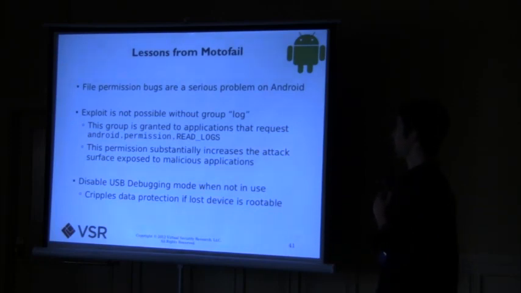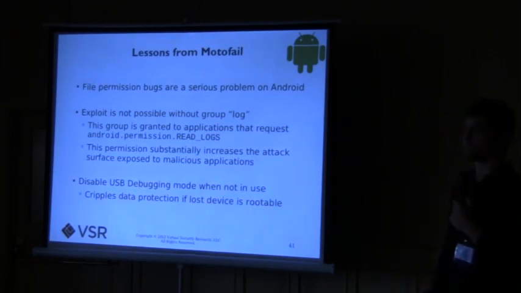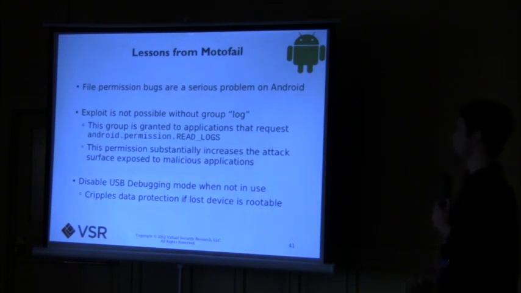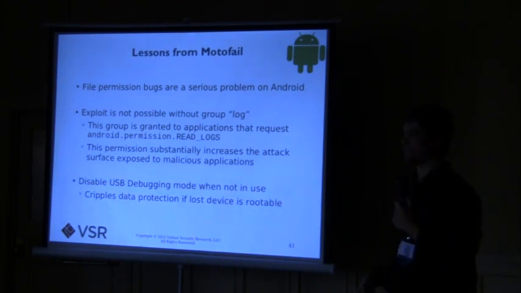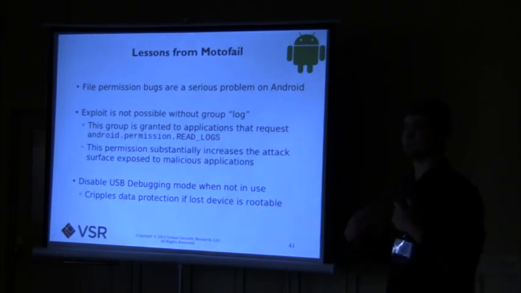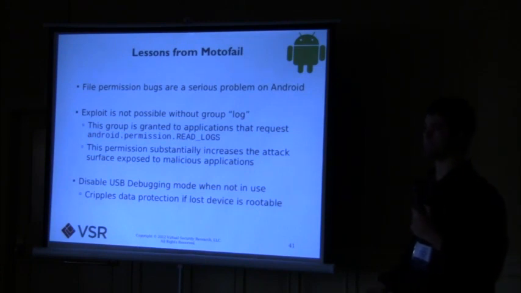The next thing to take away here is that this exploit isn't possible without the log group. And this was actually the case with many of the bugs that I encountered. This group is actually granted to applications that request the android.permission.readlogs permission. And in my experience, this permission in particular substantially increases the attack surface exposed to malicious applications. So you should be very wary of granting this privilege to any application that you don't fully trust. Additionally, there's been lots of documented problems with applications logging sensitive information to the Android debug logs, which this permission gives you access to read.